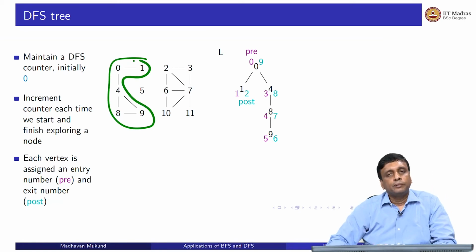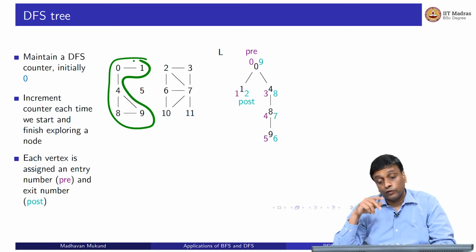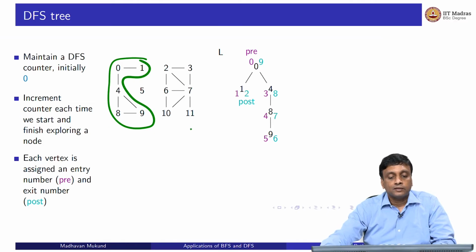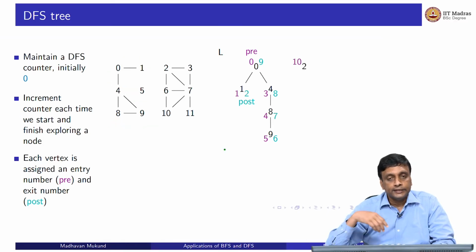Now remember, what happens next is I look for the smallest unmarked vertex. The smallest unmarked vertex is 2, so I start with 2, but I continue my numbering.